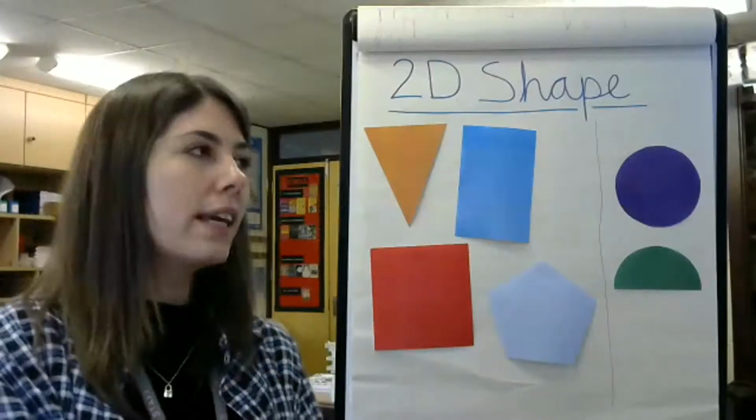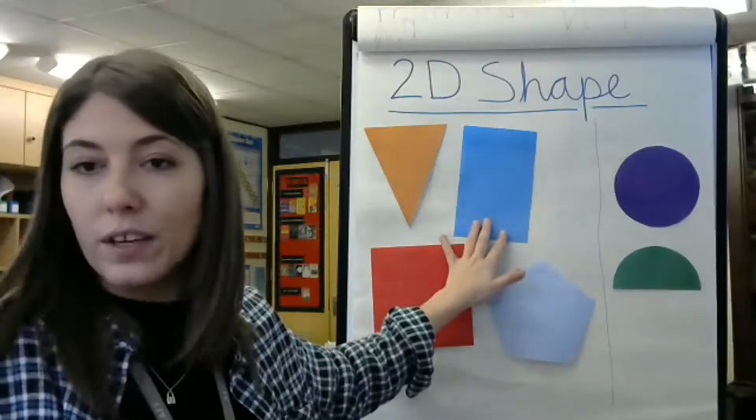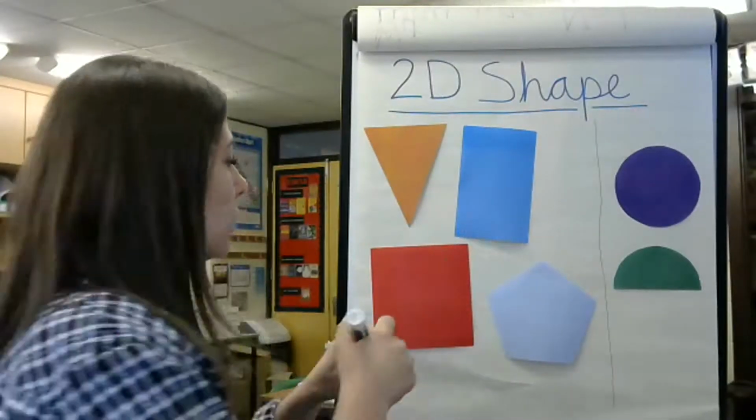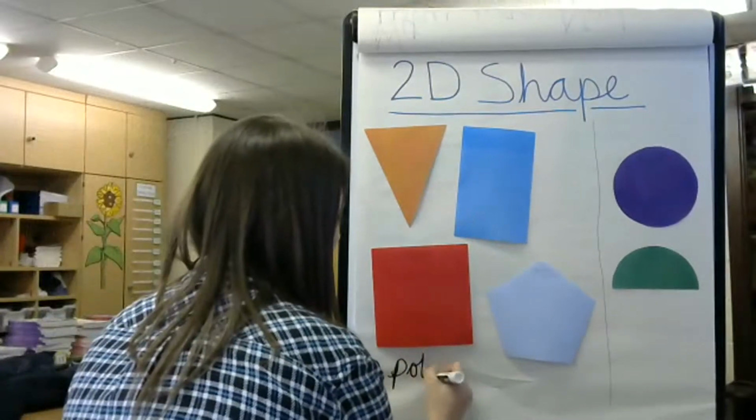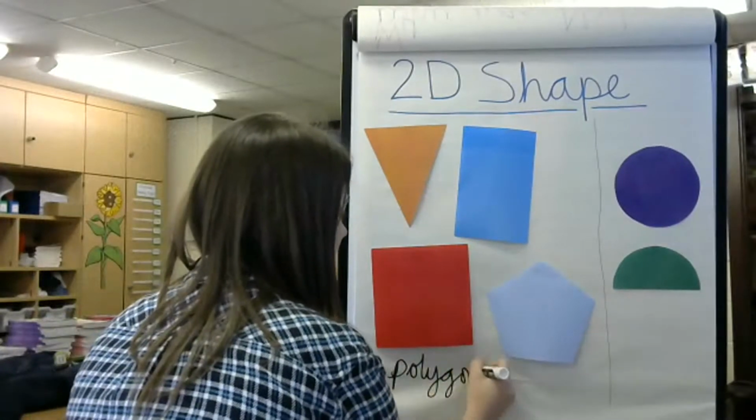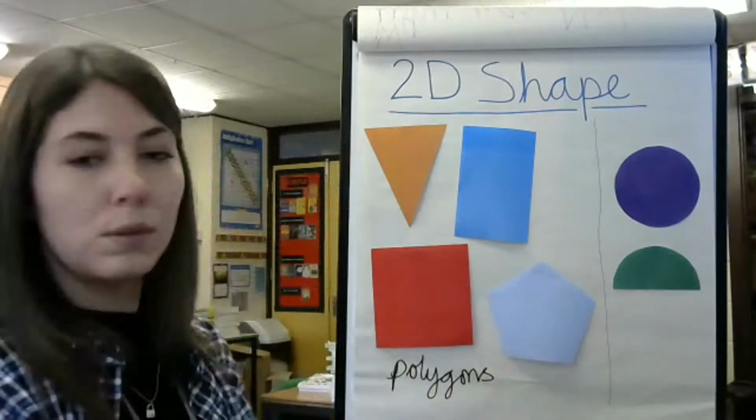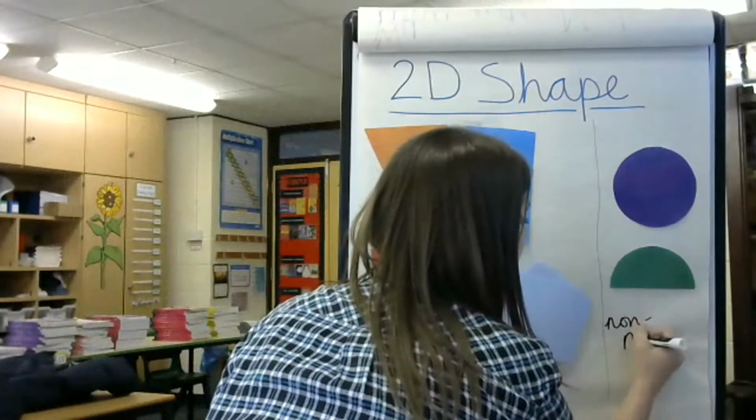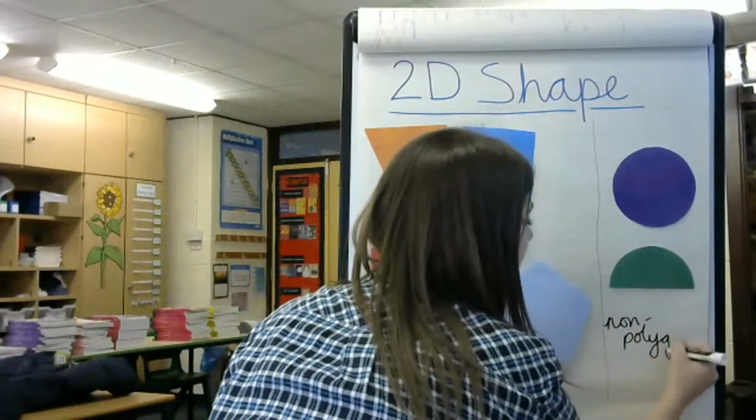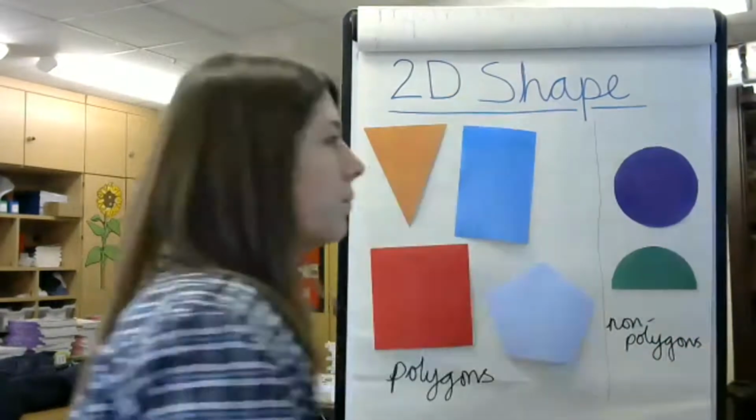Now, looking at the shapes on the board here, I could do the same thing. I could call these shapes polygons because I sorted them in the same sort of way. I could call these non-polygons because they are not polygons.